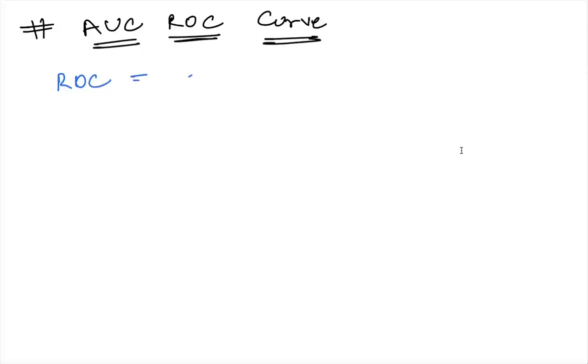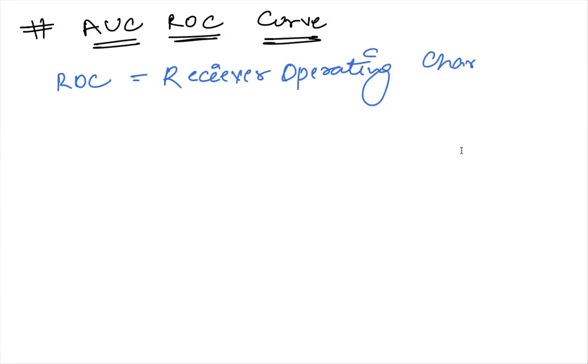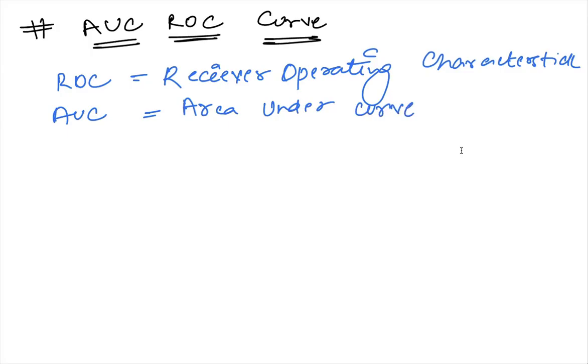It means receiver operating characteristics. And what is AUC? It is area under the curve. And which curve is it referring to? It is referring to the ROC curve, okay? Area under the ROC curve.